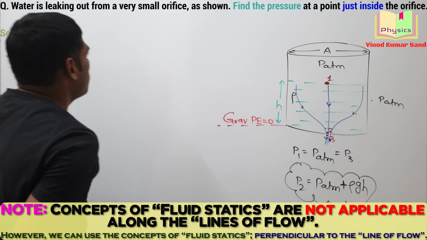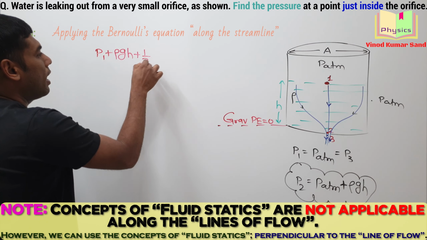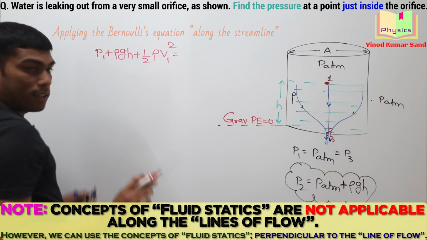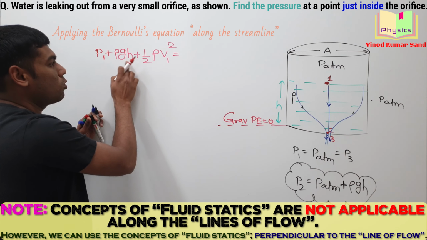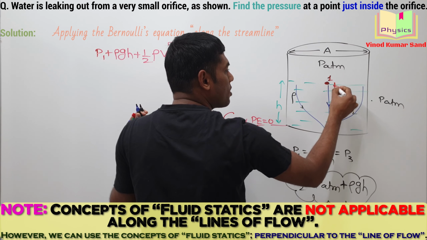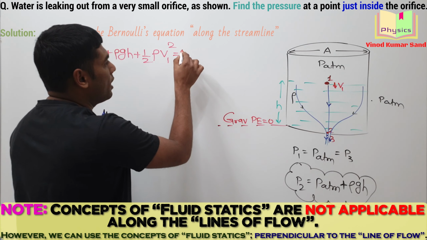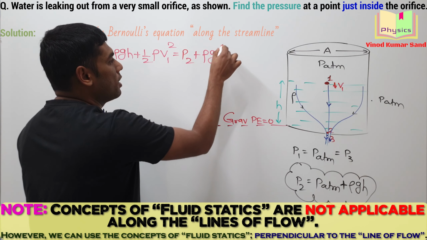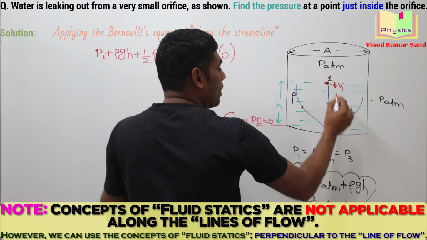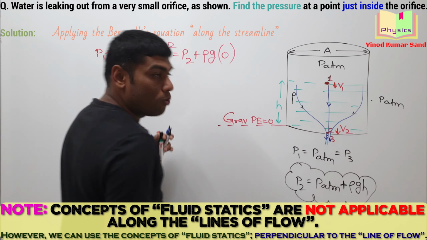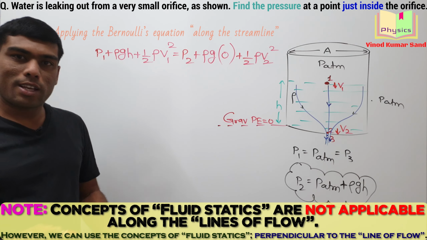So for point 1 and 2, using the Bernoulli's equation, P1 plus rho gh plus half rho V1 square. See, pressure here is P1. From the reference level, the height is h, so rho gh. And let's say the liquid here has the speed V1, so half rho V1 square. Now for point 2, I should write P2 plus rho g times height 0 from the reference level for the point 2, and here let's say the liquid has the speed V2, so half rho V2 square. Do you agree with this expression?